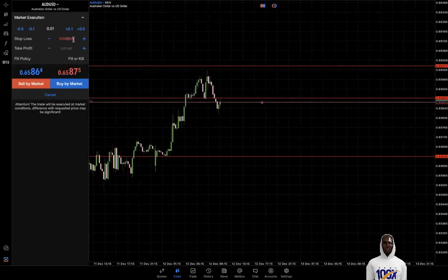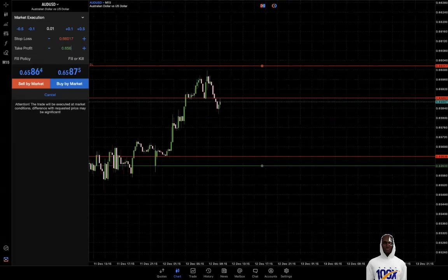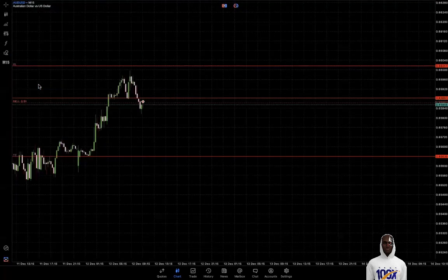Setting my stop loss at 6017, and then my take profit would be 565639. Okay, so you can see that now, and then I decide to sell. I'm selling on Australian USD.